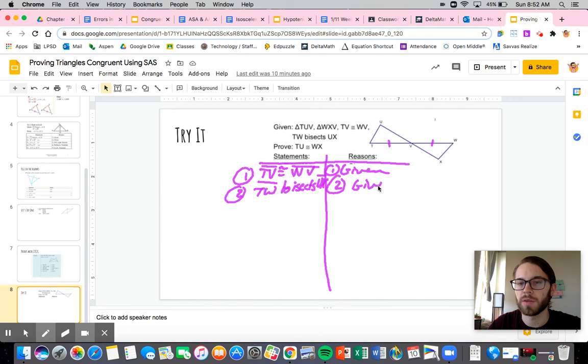That's another given. Okay, so remember, what does bisects mean? It cuts it in half. We're cutting a segment in half now. So this segment, UX, is cut in half. So that means that these two right here are going to be the same parts, because V is the middle. So we have UV is congruent to XV. And all that just comes from what it means to be a bisector. That's the definition of a bisector.